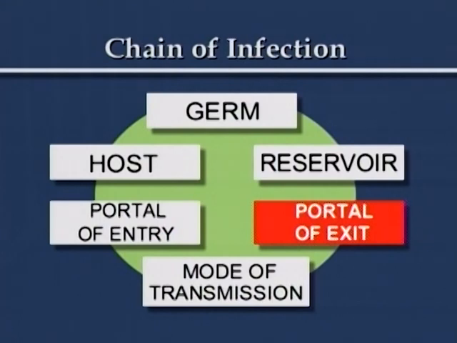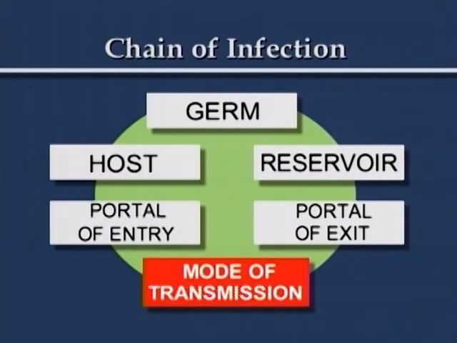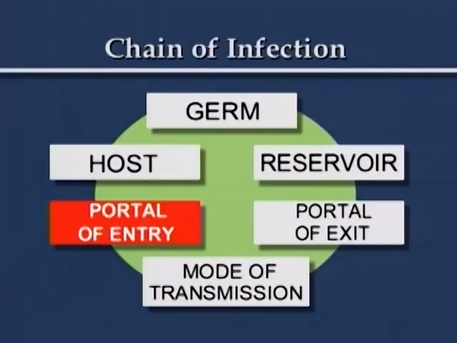Once it gets out of the reservoir, the germ must go through a mode of transmission, a way to get from the reservoir eventually to the host. And we'll talk more about those modes of transmission in just a little bit. The germ then also needs a portal of entry, a way to get in. And you can simply remember that anything that can function as a portal of exit on the human body can function as a portal of entry.